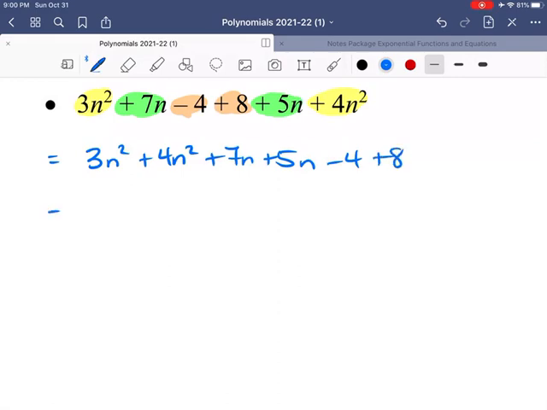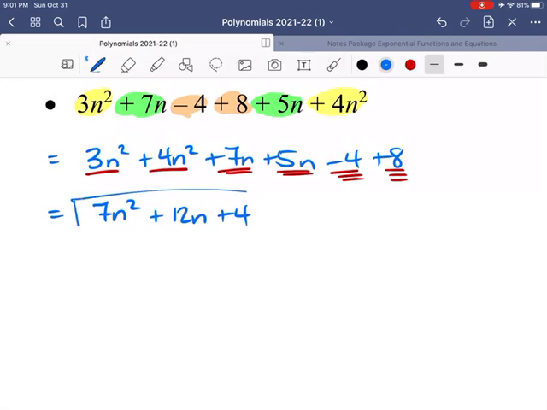Now we're going to collect our like terms. So 3n squared and 4n squared gives me 7n squared. And then we've got 7n and 5n. That's going to be positive 12n. And then we've got negative 4 and positive 8. So that's positive 4 in total. So our simplified expression is 7n squared plus 12n plus 4.